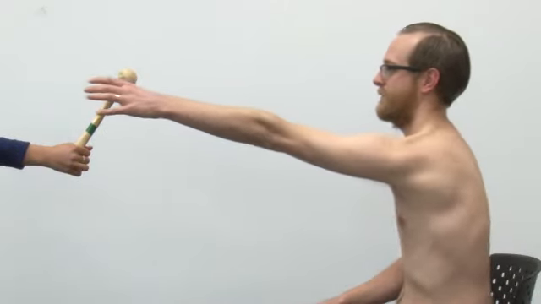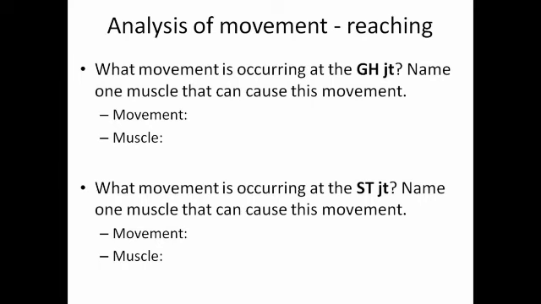I'd now like you to analyse this reaching action. What movement is occurring at the glenohumeral joint of this person? And then name one muscle that can cause this movement. Also, what movement is occurring at the scapulothoracic joint? And name one muscle that can cause this movement.